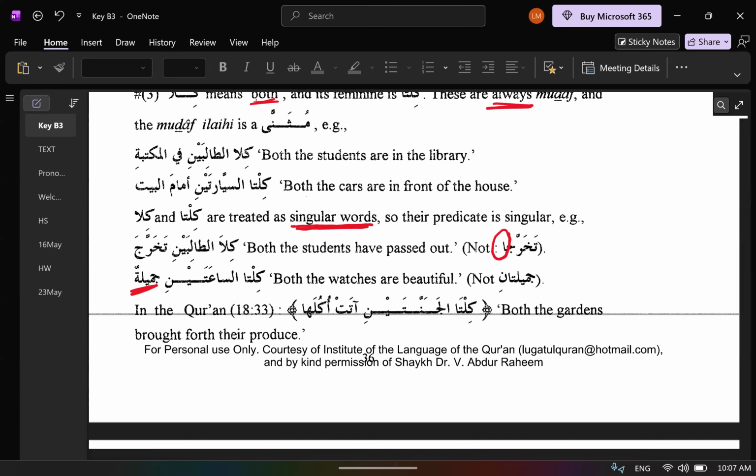So kiltal jannataini atat ukulaha, both the gardens brought forth their produce. So this is coming as an example from the Quran Majid. Allah subhanahu wa ta'ala says that. What about atat? Can you analyze this? Anta is singular, no? This is not anta, this is atat, right? Okay, okay. Yeah, atat. Atat means to bring forth.